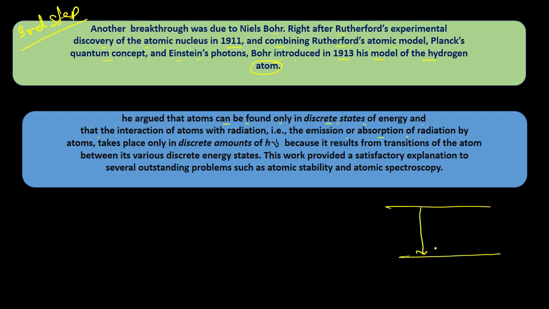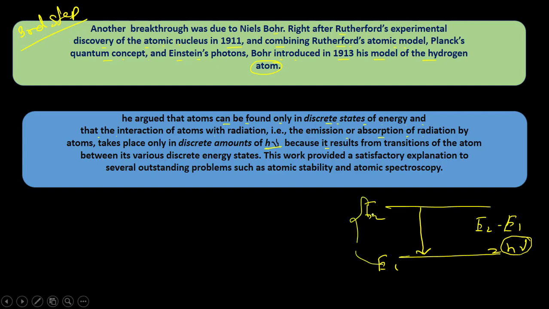When a particle from the energy state E2 comes to the energy state E1, then E2 minus E1 equals h nu. This is a discrete quantum of energy, a discrete amount of h nu, because it results from the transition of atoms between its various energy states. Again, our main motto is to come into the discrete, quantized energy states, that is quantum. These works provide a satisfactory explanation to several outstanding problems such as atomic stability and atomic spectroscopy.